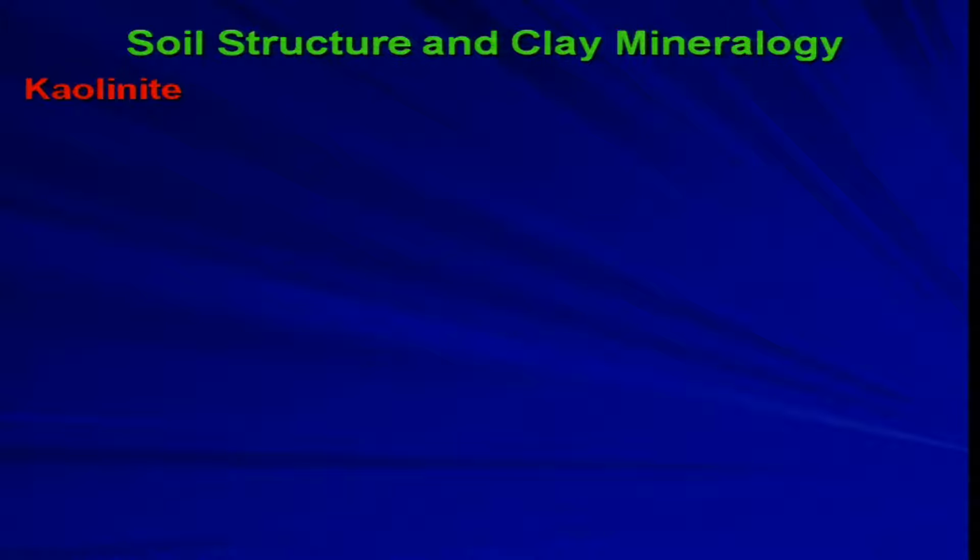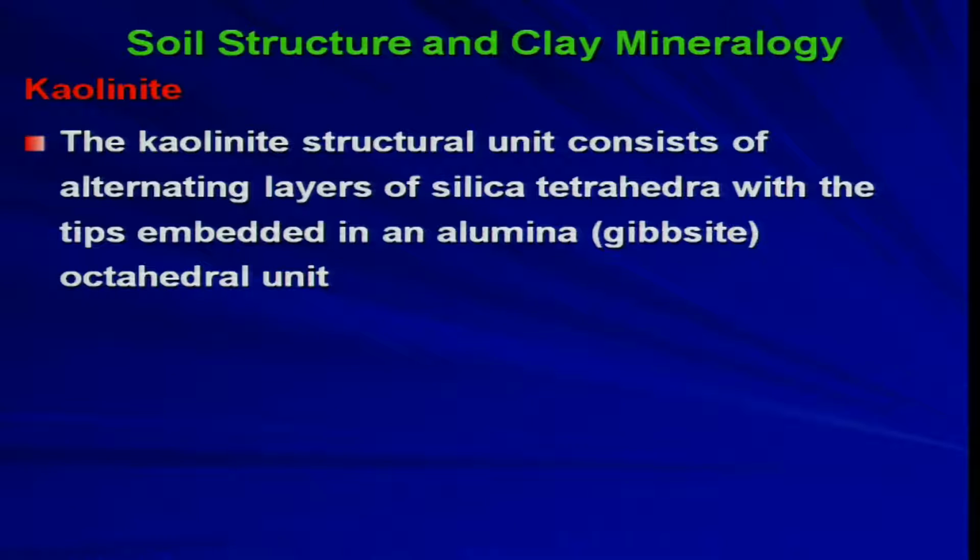So, as we have seen in the last lecture, there are three major groups in the clay minerals. One is the kaolinite group, another one is the Montmorillonite group, and the last one is the Illite group. In the kaolinite group you have the kaolin clay mineral. The kaolinite structural unit consists of alternating layers of silica tetrahedra with the tips embedded in an alumina, that is the gibbsite octahedral unit. So, you have silica tetrahedra and one unit of alumina, and they are combined with each other to form the kaolinite structure.